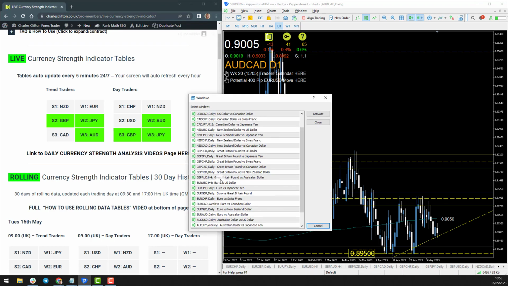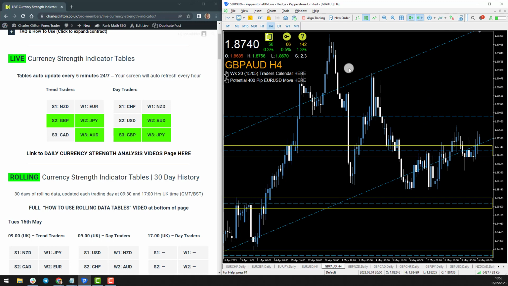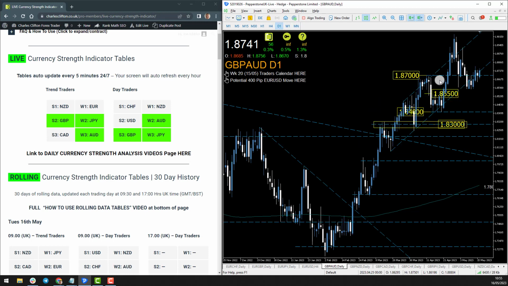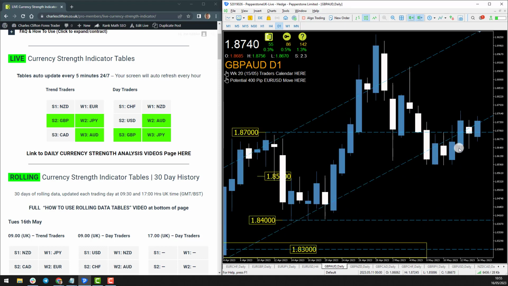But we can see that obviously pound has come onto the tables as well, so I will flick over to pound Aussie. Pound Aussie has been quite a favourite of ours ever since it made its way into this bullish channel here. We've been talking about longs on pound Aussie for some time now. What we've seen recently is that price came below the 1.87 handle and it's consolidated down towards the 1.86.